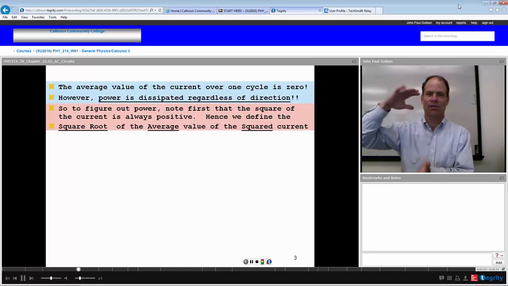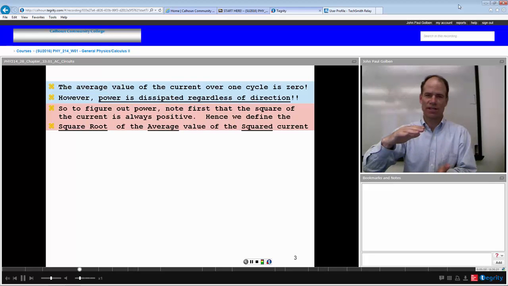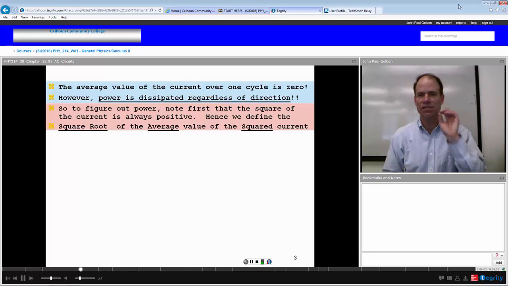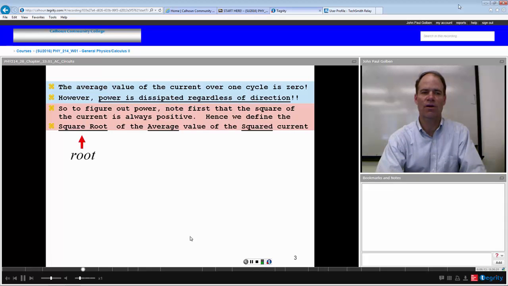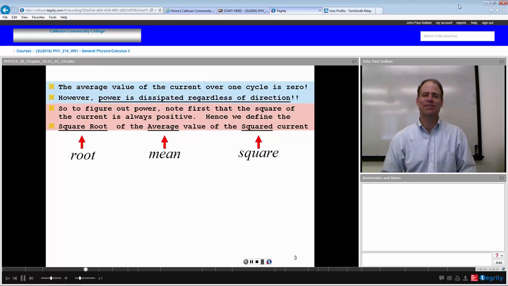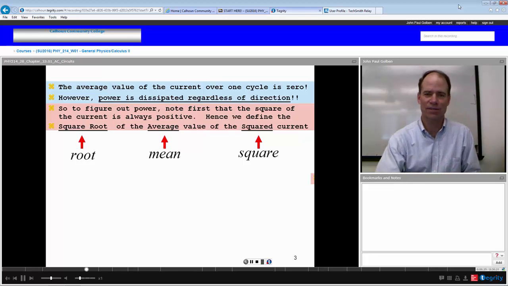Square the current, get a positive value, average that, and then we're feeling guilty, so we're going to mitigate the fact that we square things and then take the square root. And we'll have something that represents the current that possibly we could use to help us represent power. So we have the square root of the average of the squared current, which we call the root mean square. Mean meaning average.